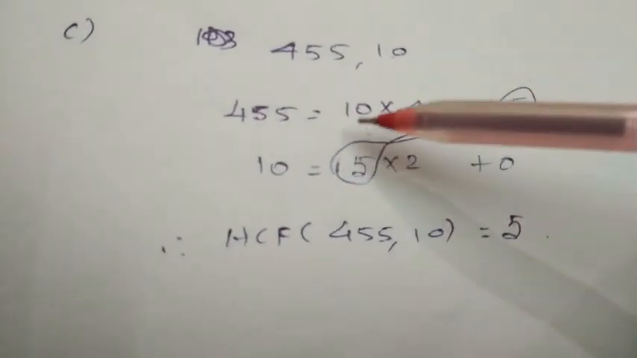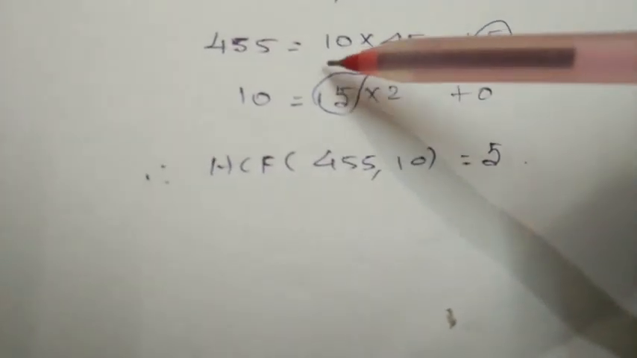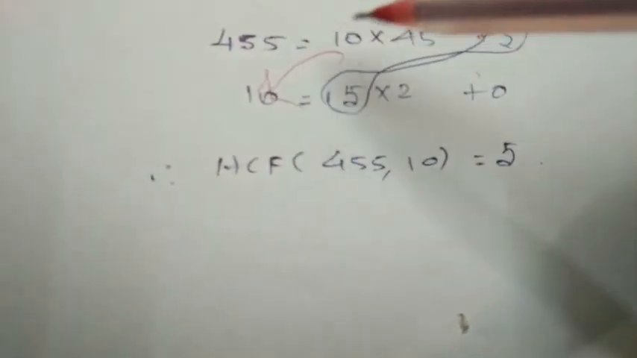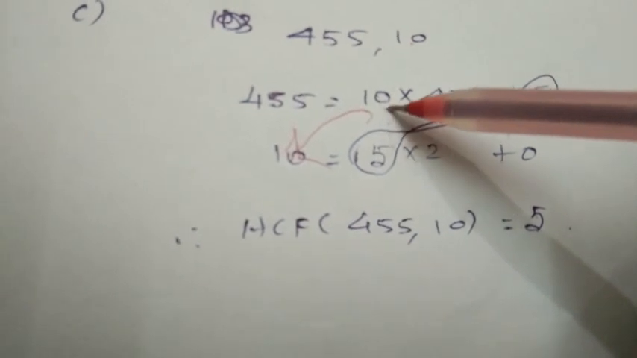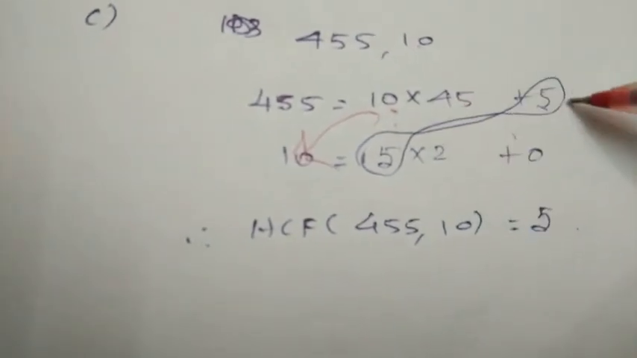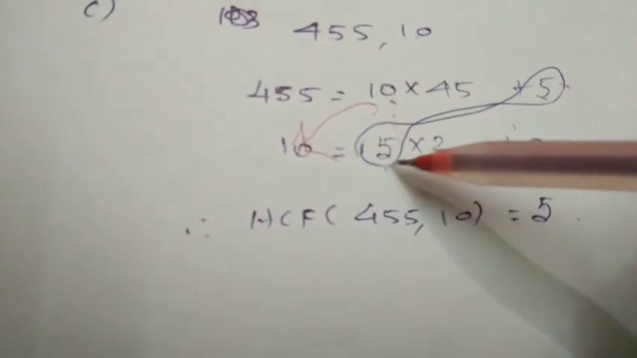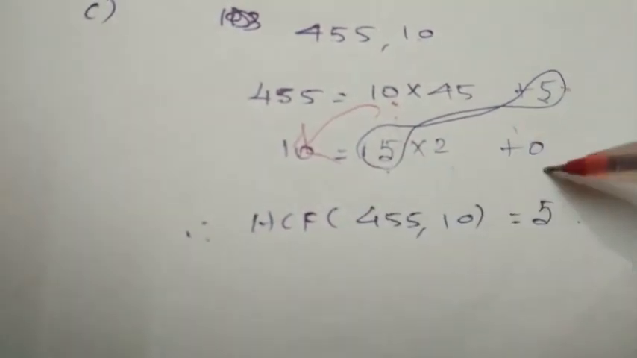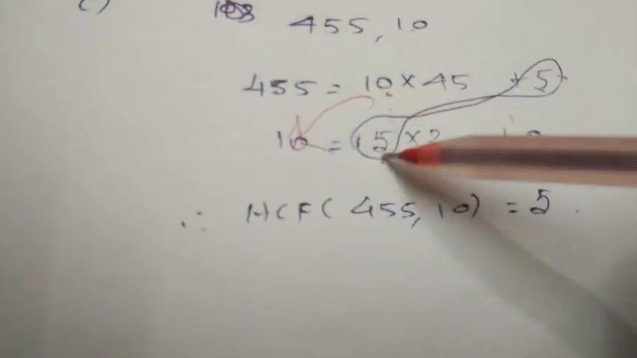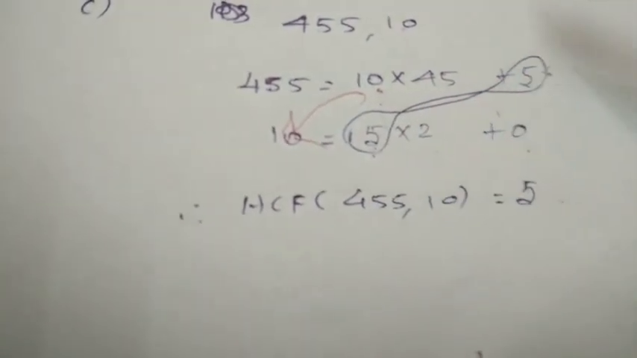Next, we need to write this number here. We divide the divisor by using the remainder. So 5 should be right here. Then how many 5s are there in 10? Two 5s. So automatically the remainder is 0. Now the HCF is this repeated number, which is 5. Right.